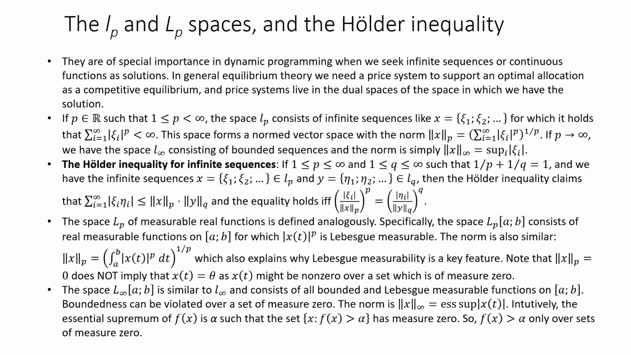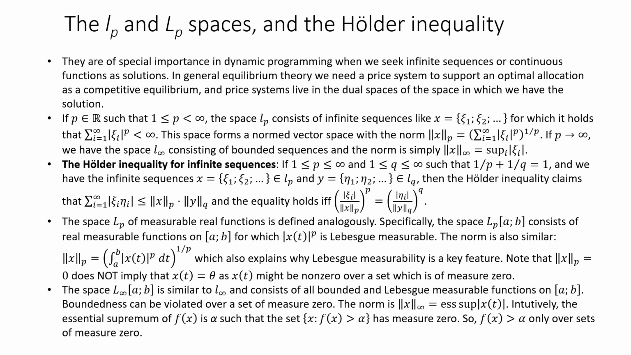And finally, let's leave the space of infinite sequences for the space of real measurable functions to which the power of the absolute value of the function is Lebesgue measurable. This is an important prerequisite because as you can see, we calculate the norm of a function with an integral, and we calculate the integral with a measure, a Lebesgue measure. So this is the reason why we need Lebesgue measurability as a prerequisite. In this case, P is finite, but P can be infinite, just like in the case of the space of infinite sequences.